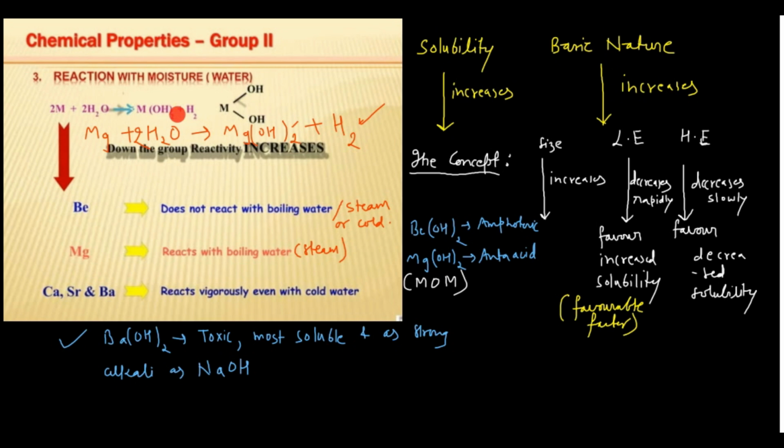Now you can see the solubility. Please remember that down the group the solubility of these metals increases. When you dissolve them in moisture or water, down the group the solubility increases. And when the solubility increases, in the same manner your basic nature also increases. And why this happens, you can see here. As we go down the group, the size of the metal increases, and when the size increases, lattice energy rapidly decreases.